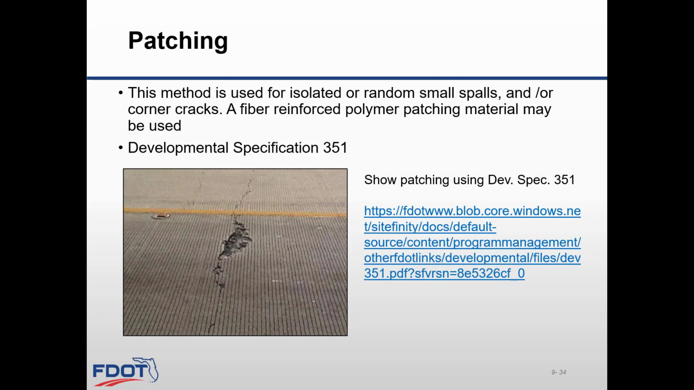Patching is a method used for isolated or random spalls and or corner cracks. A fiber reinforced polymer patching material may be used. That is developmental specification 351, and the website is provided in the slide. There are no current projects that are using this developmental spec. However, the maintenance office has used it in the past.